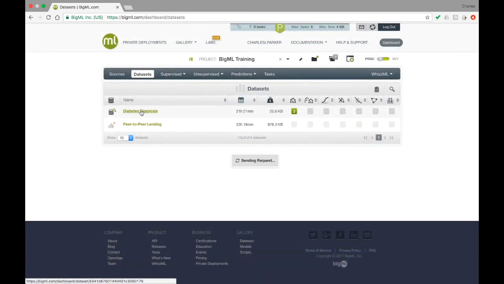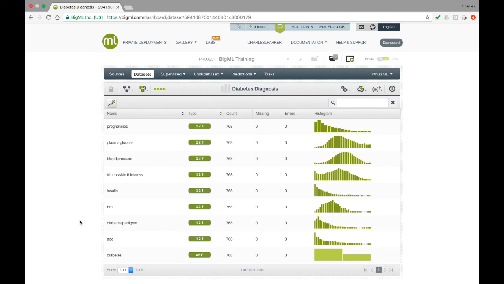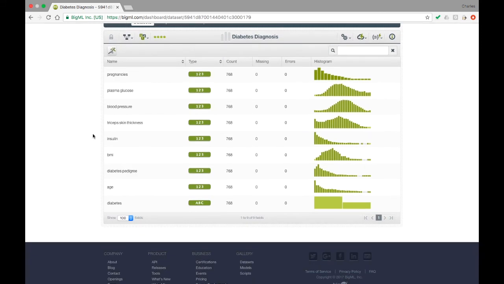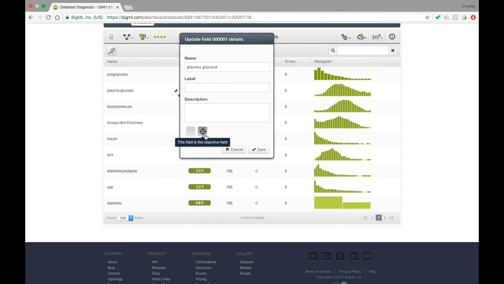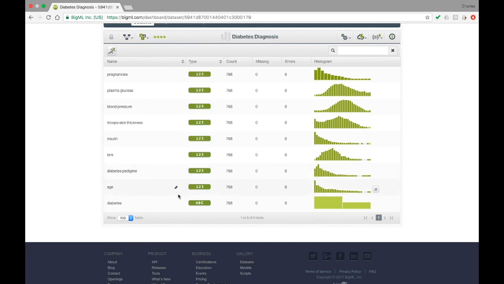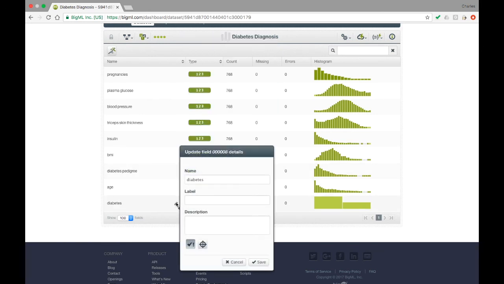Predictions for models are not limited to categorical fields. You can also predict numeric values. For example, we could also try to predict the blood sugar levels of a patient without knowing whether or not they have diabetes. To do this, we'll return to the dataset and mark plasma glucose as the objective field. Next, we'll mark diabetes as a non-preferred field, so it won't be used in the model.